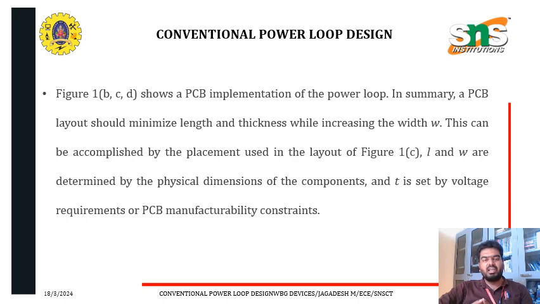In summary, a PCB layout should minimize the length and thickness while increasing the width. This is the most important thing. Whenever the width of the PCB is increased, we have to minimize the length as well as the thickness. This can be accomplished by the placement used in the layout of figure C, where length L and width W are determined by the physical dimensions of the components, and T, the capital letter T, is set by voltage requirements or PCB manufacturability constraints.